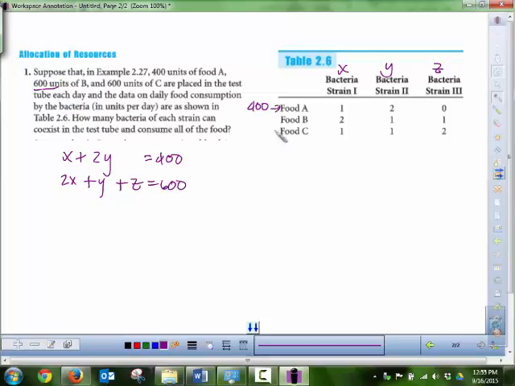And then the 600 of food B, and then for food C, 1, 1, and 2. So 1x plus 1y plus 2z is equal to another 600 units for food C. And now you have a system of linear equations that you can solve for.